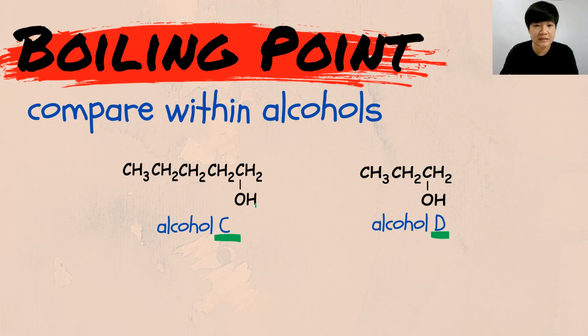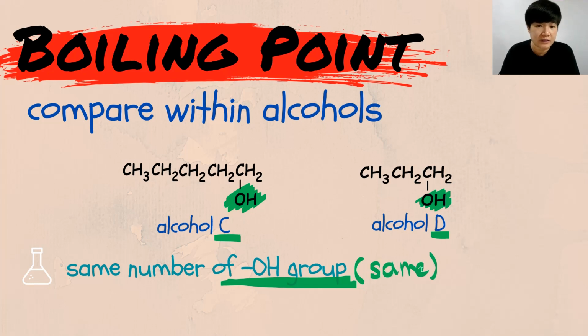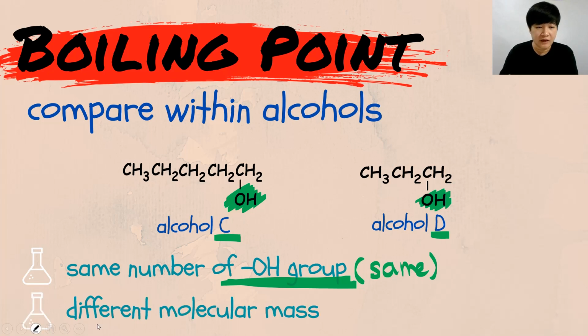But what makes it different from the previous example is that you can see over here the number of OH groups is the same. So when you have the same number of OH groups, guys, can you use the first factor? You cannot use the first factor because they are the same. You cannot differentiate which one has more OH groups. Therefore, you move to the second factor, which is the different molecular mass.